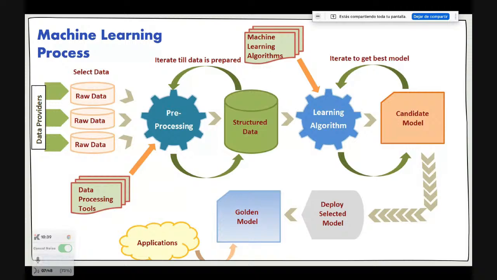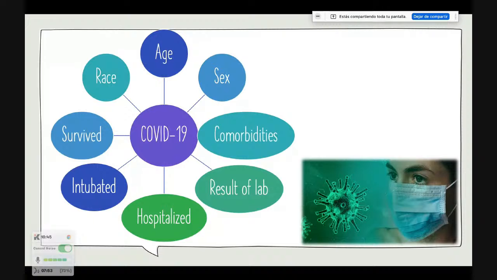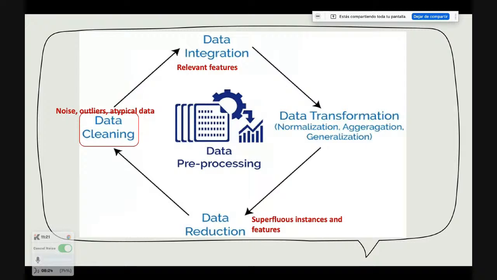To give more clarity to the process, I'm going to exemplify it with the data collected by governments in relation to COVID-19 in this pandemic. In the first step, the patient record will be taken as input, from which these characteristics will be obtained: age, sex, comorbidities, result of the laboratory test, whether the person was hospitalized, whether they were intubated, and whether they overcame the disease or not. Next, the pre-processing stage starts, and in this one, all those problems inherent to the input data are resolved. The first step is data cleaning, where noise, outliers, and atypical data are eliminated, and missing values are handled, among other problems.